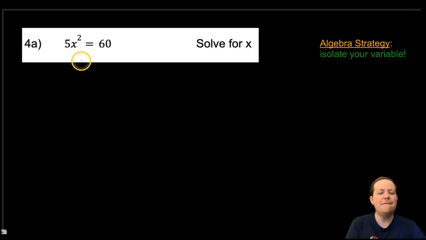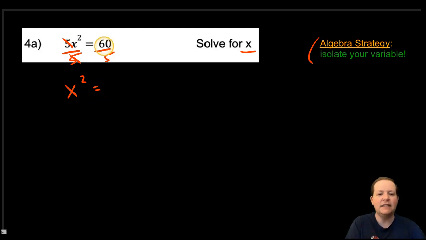Okay, here I have 5x squared equals 60. So now what do I want to do? Same strategy. I want to get x all by itself. There are a few things getting in the way of my x being all alone. The first thing is there's this coefficient again. I have 5 times x squared. I want to get rid of that 5. I'm going to divide both sides by 5 because 5 is multiplying. If I divide, that's going to cancel. So that's just going to leave me with x squared on the left-hand side.